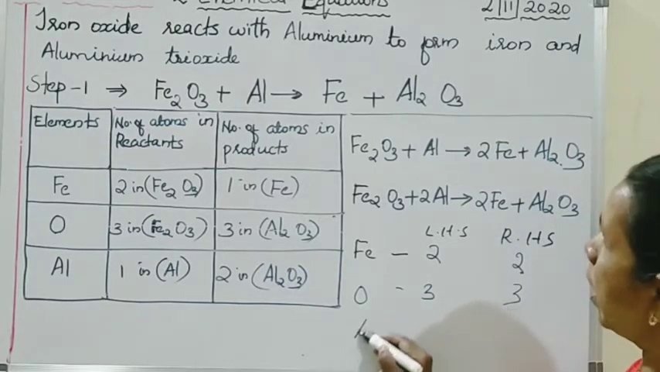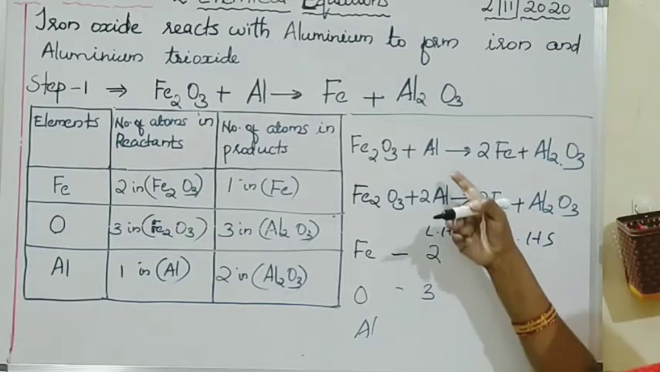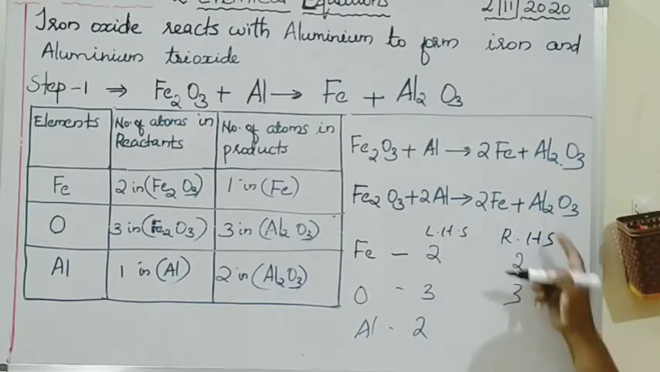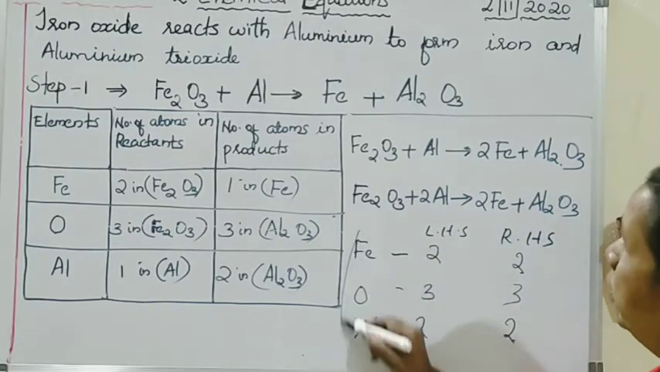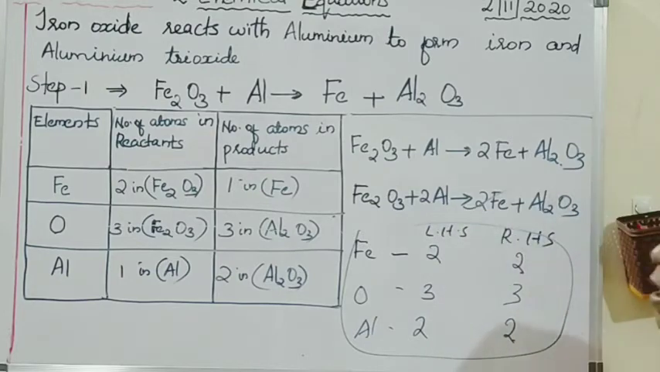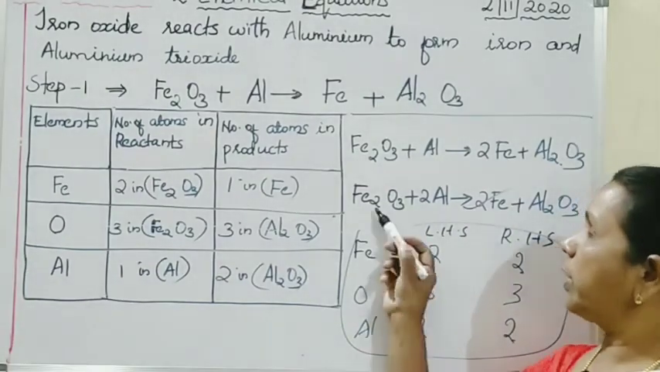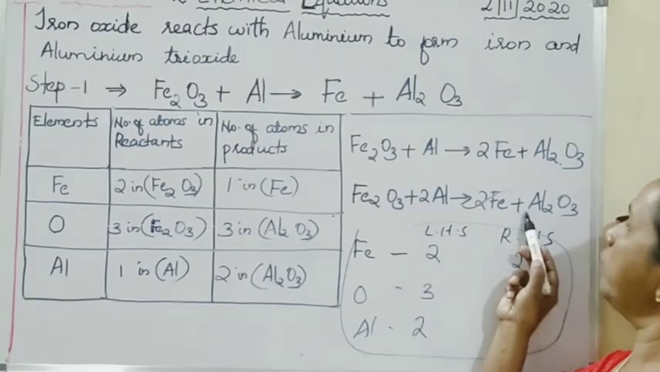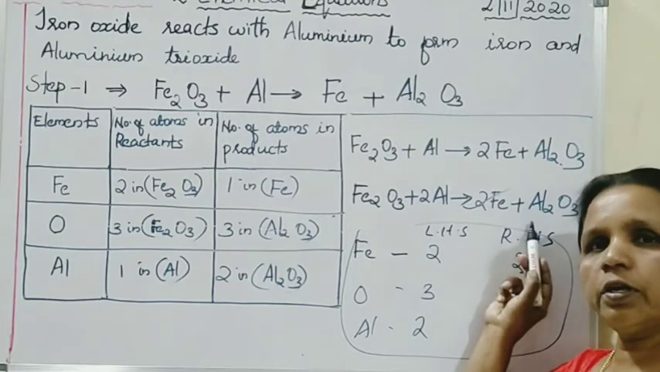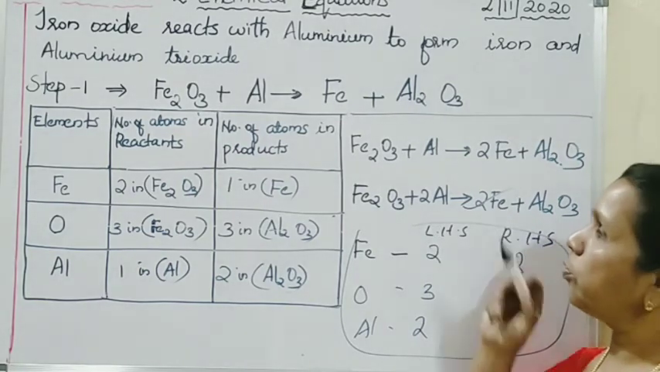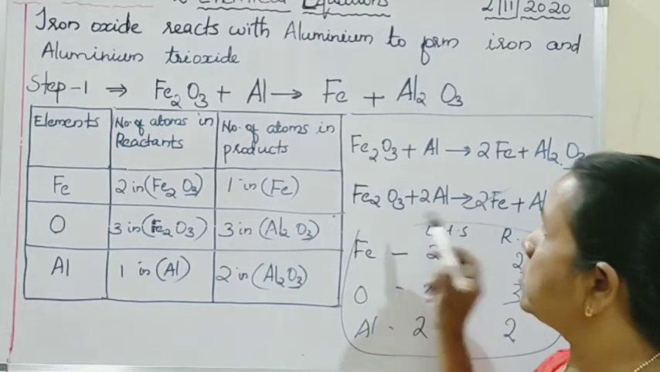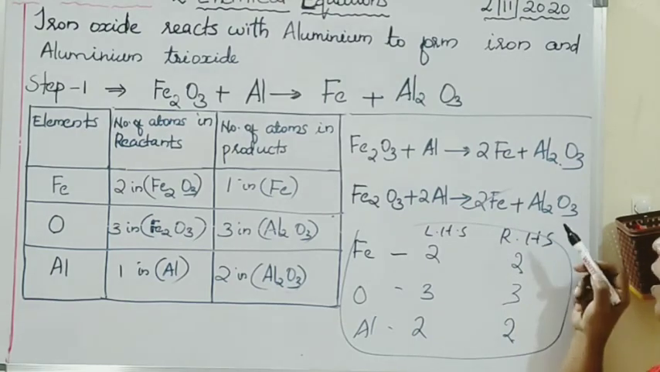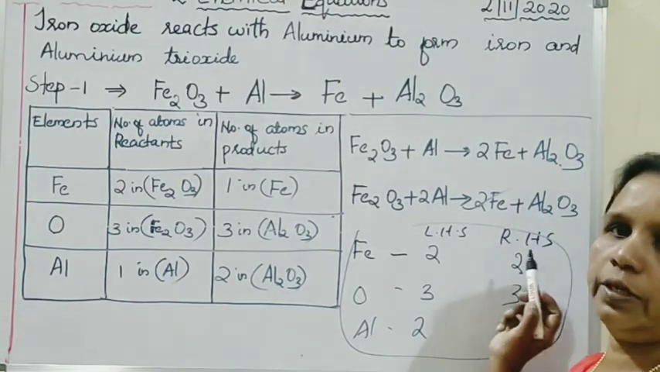Next we go to aluminium. On the LHS there are 2 aluminium atoms, and on the RHS also 2 aluminium atoms. Therefore this is a balanced equation. We cannot reduce it further; the smallest ratio is 1, 2, 2 and 1, so we cannot write it in a shorter form. Therefore our process is completed. This is the balanced equation for iron oxide reacting with aluminium to give iron and aluminium trioxide. Understood?